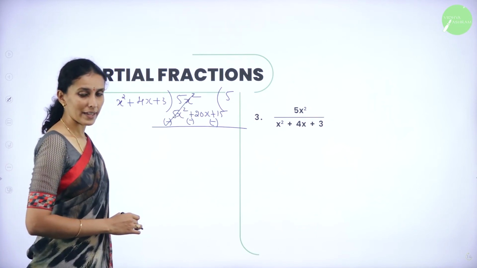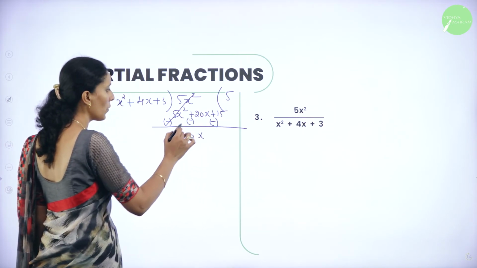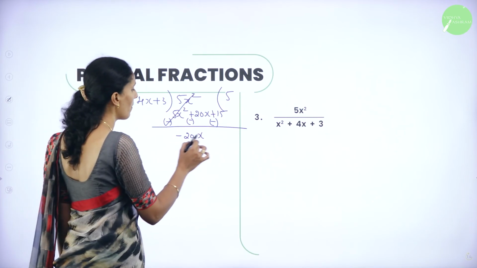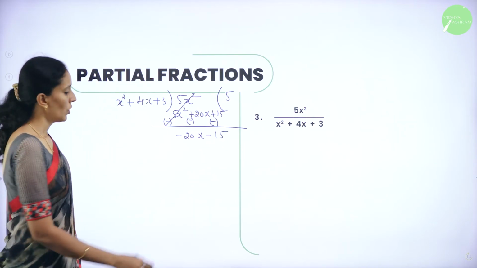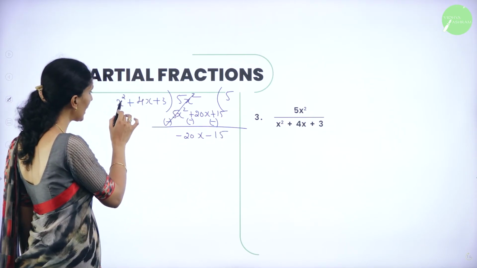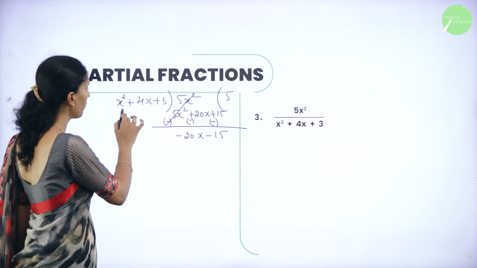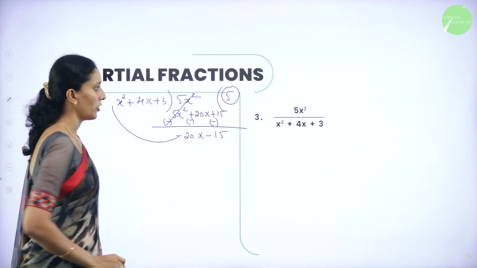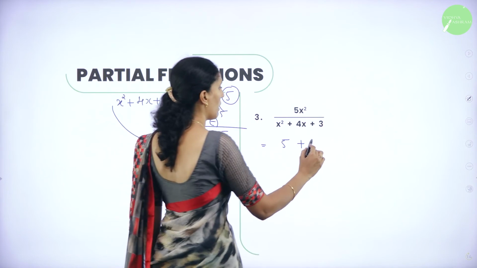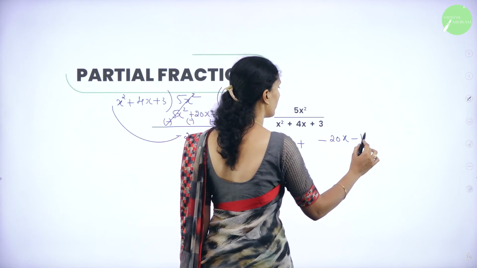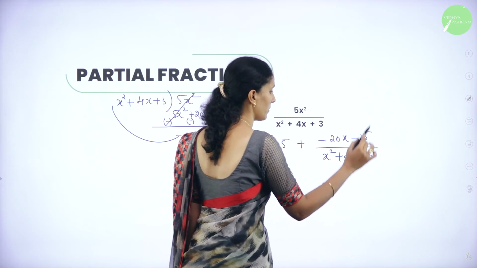Plus 5x square minus 5x square cancel. You don't have any x term here. So only write 20x, but now sign is changed to minus. So therefore minus 20x. No constant term here. Here you have minus 15. So now you can observe, you can stop here because the degree of this is less than x square. So you should write it in terms of proper fraction and this as a polynomial. So therefore this is equal to 5 plus (minus 20x minus 15) divided by x square plus 4x plus 3.